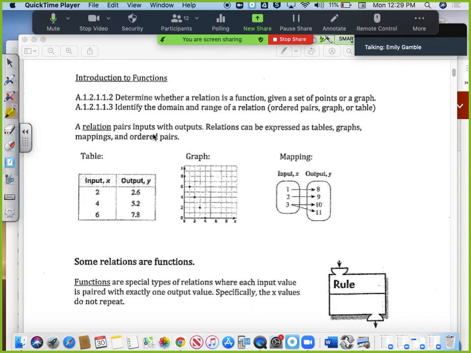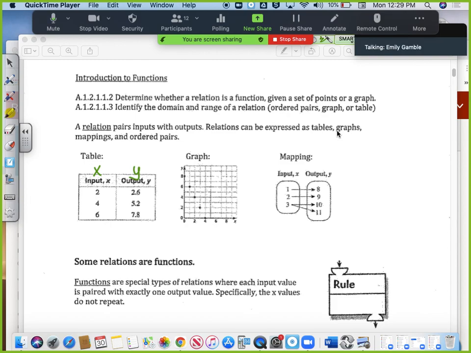A relation pairs inputs with outputs. Relations can be expressed as tables, graphs, mappings, and ordered pairs. Here's an example of a table. This table has an input x versus an output y. Tables are usually written like this, x first, then y. The table represents ordered pairs. The first ordered pair that's in the table is 2, 2.6. The next ordered pair would be 4, 5.2. And then 6, 7.8. That is considered a relation because it is ordered pairs in a table form.